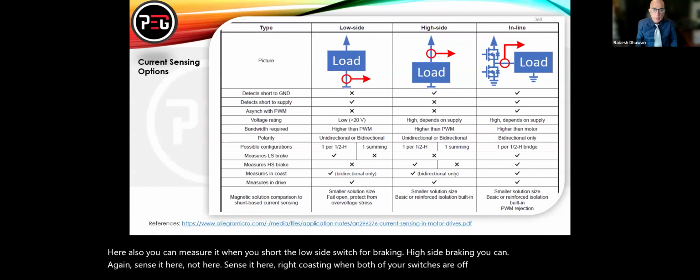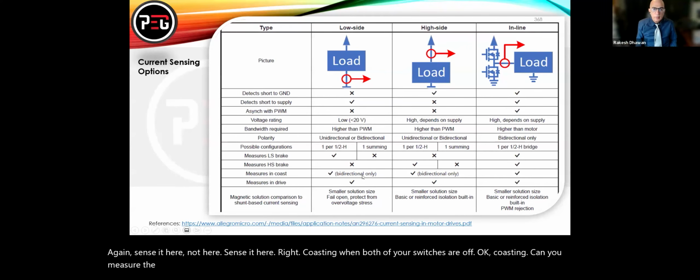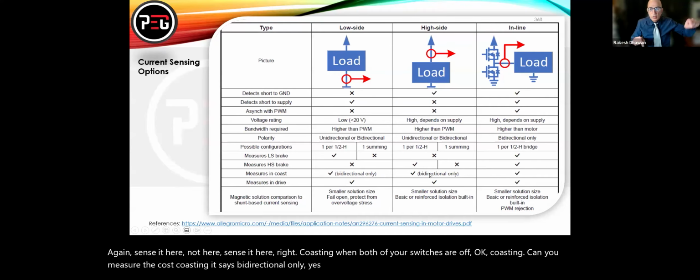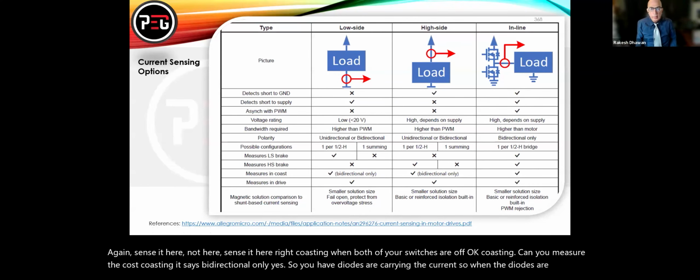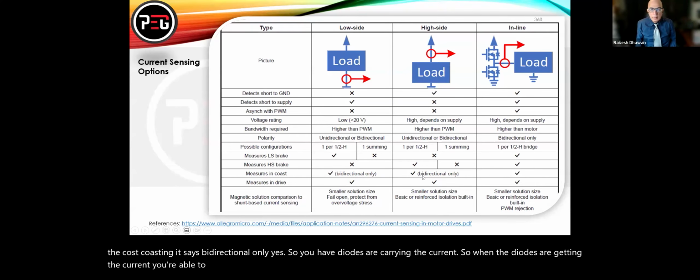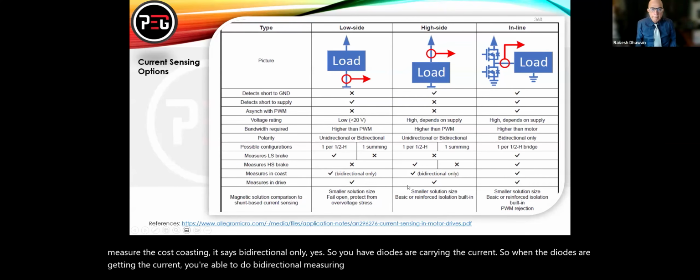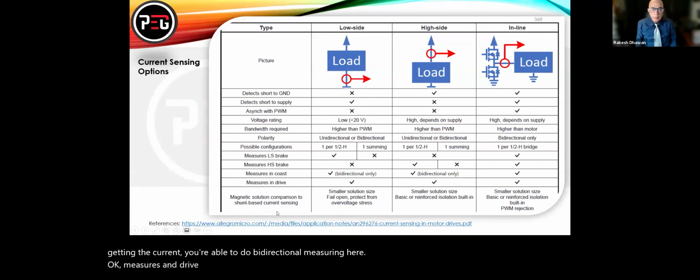Coasting, when both of your switches are off. Can you measure the coasting? It says bidirectional only. Yes, yes. So the diodes are carrying the current. When the diodes are carrying the current, you're able to do bidirectional measuring here. Okay. Measure in drive: yes, yes, yes.